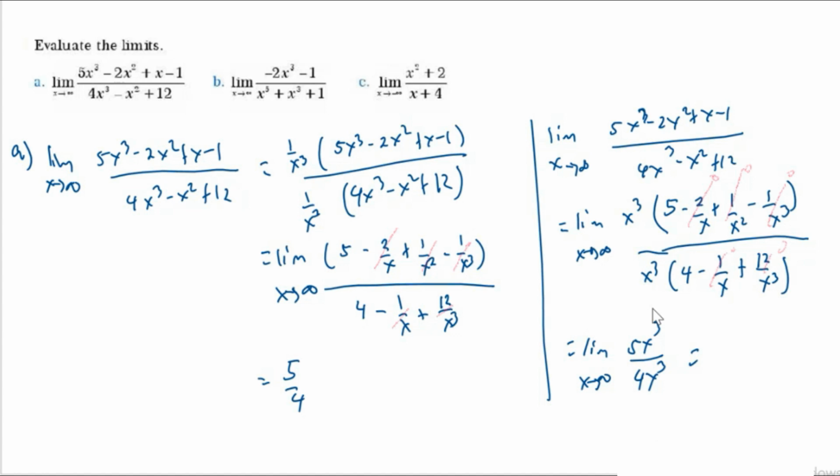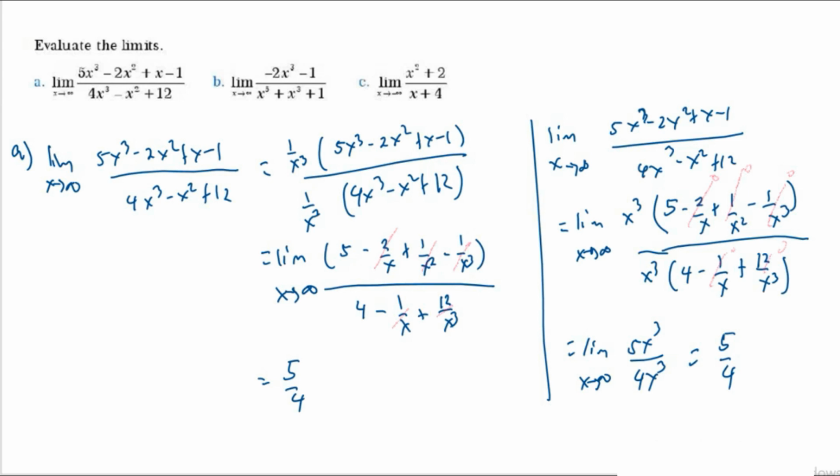So by simplifying that, we have 5x cubed divided by 4x cubed. The quotient is just equal to 5 over 4. So we can write now the answer as 5 over 4.